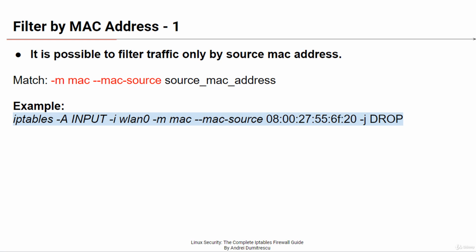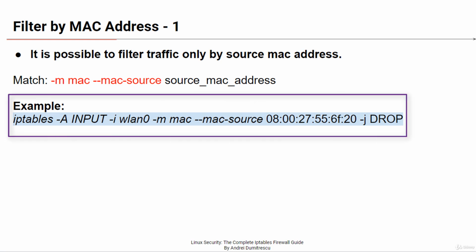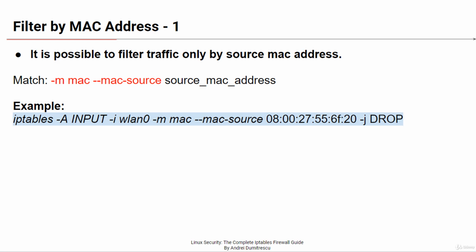When we want to match packets by source MAC address, we use -m mac match. In this example, we are dropping any incoming packets, it's the INPUT chain, that are coming on the wlan0 interface and have that given source MAC address.